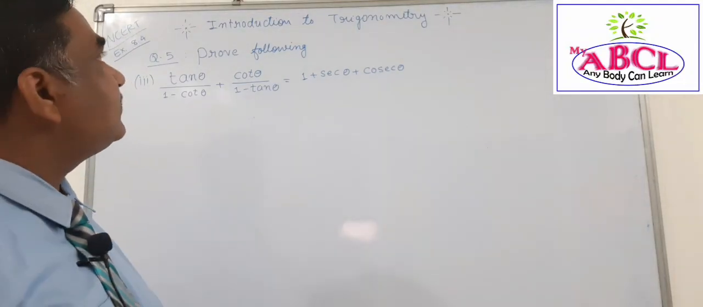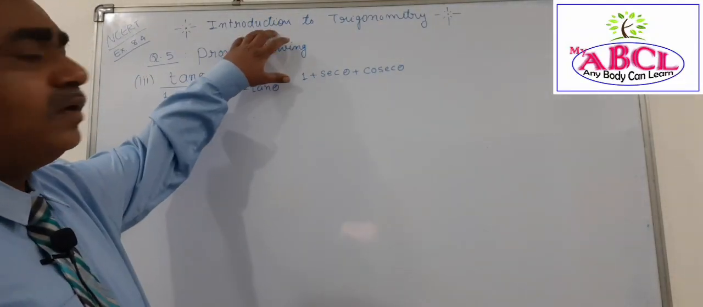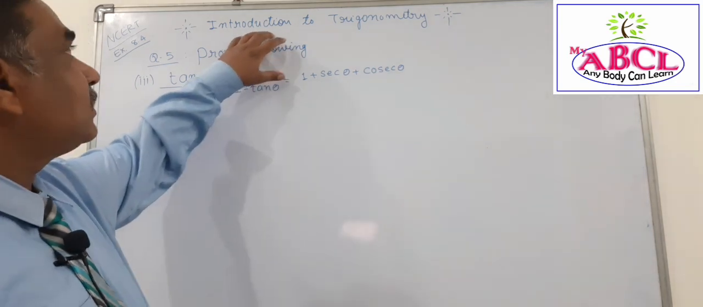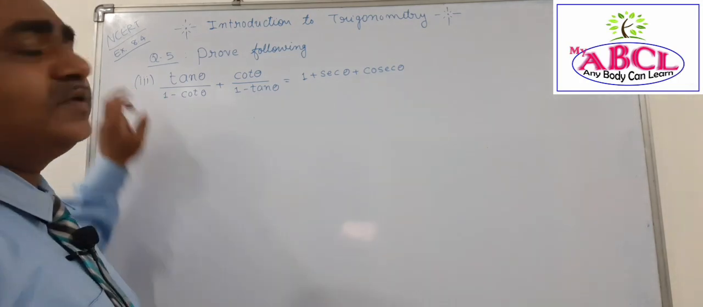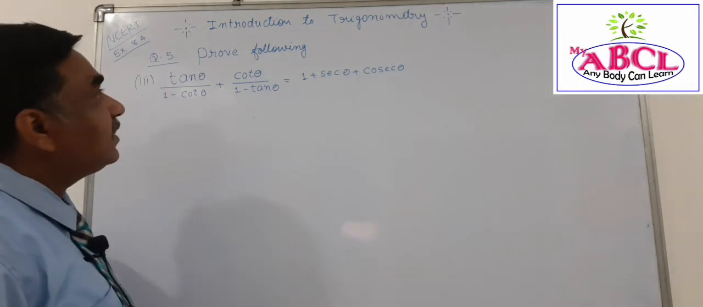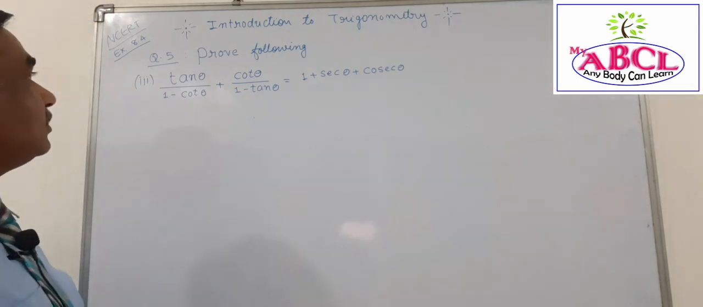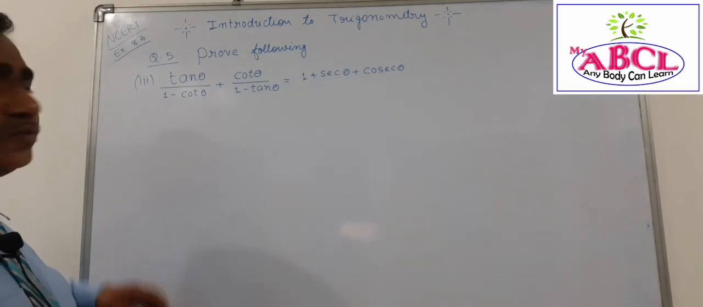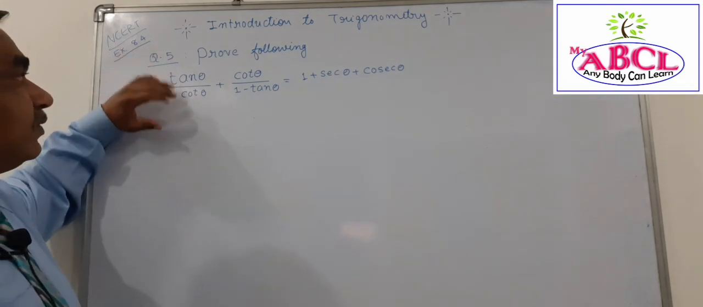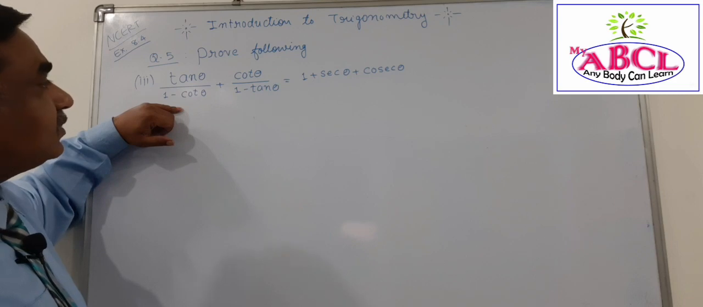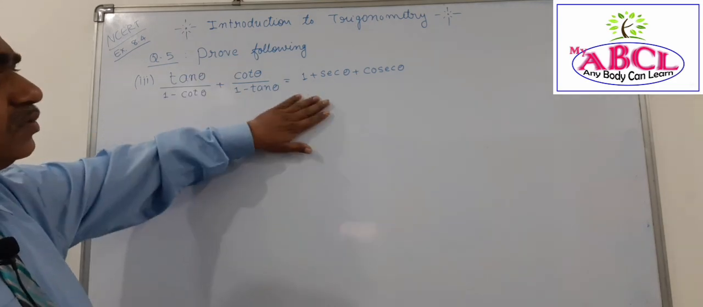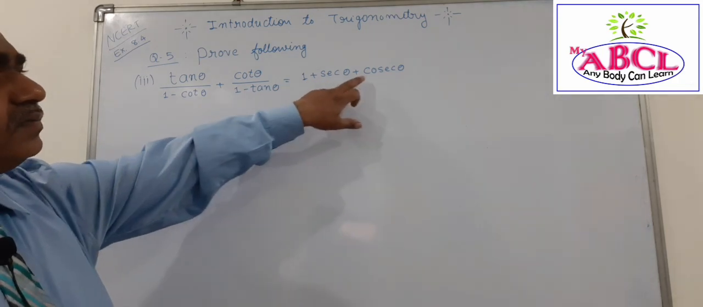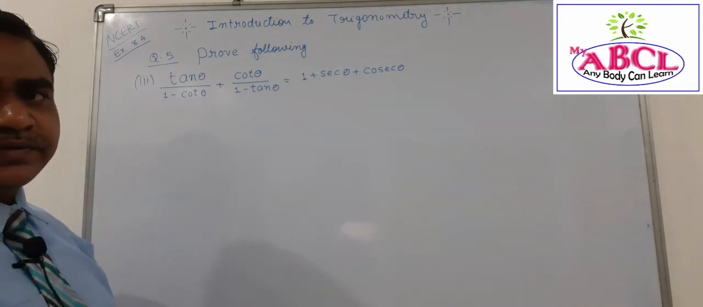Hello students, today we will see the chapter Introduction to Trigonometry, NCERT Maths, exercise number 8.4, question number 5, sum number 3. Here we need to prove that tan theta upon 1 minus cot theta plus cot theta upon 1 minus tan theta is equal to 1 plus sec theta plus cosec theta. We need to prove it.